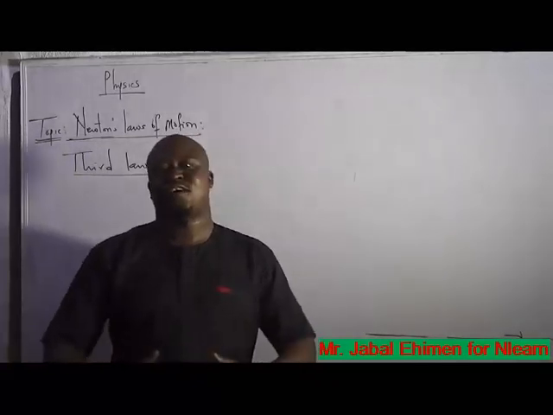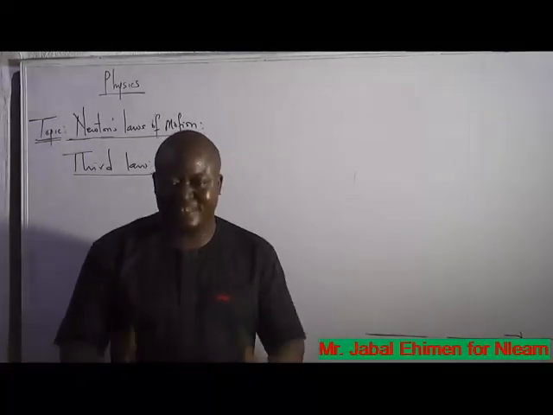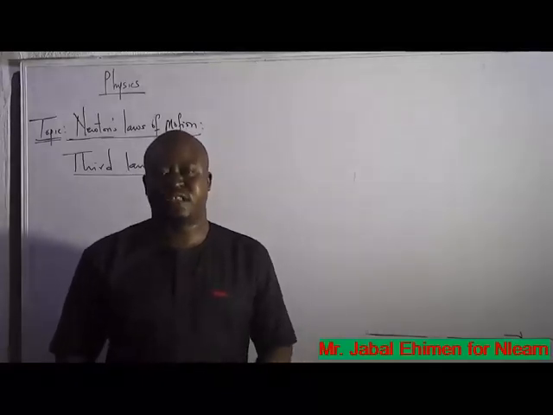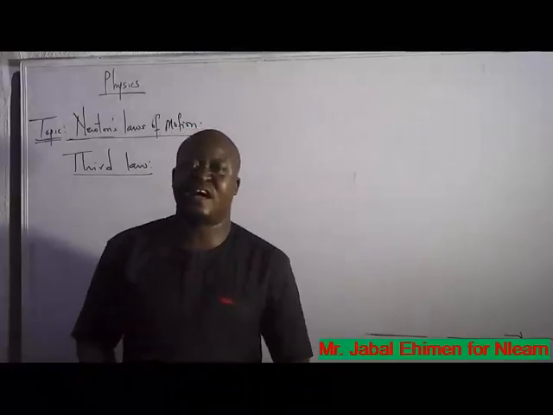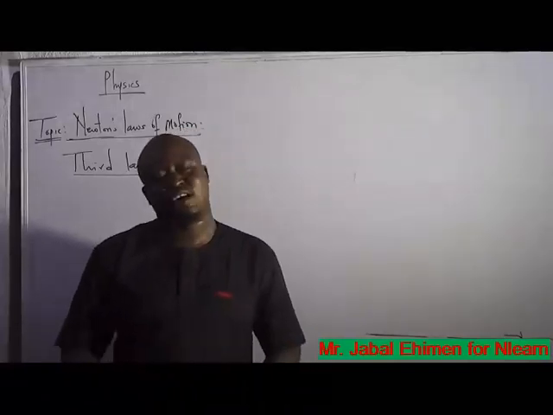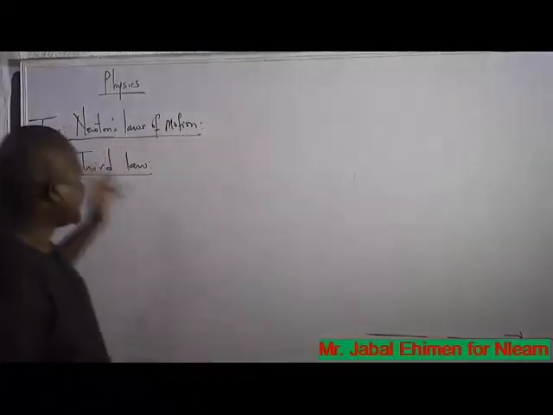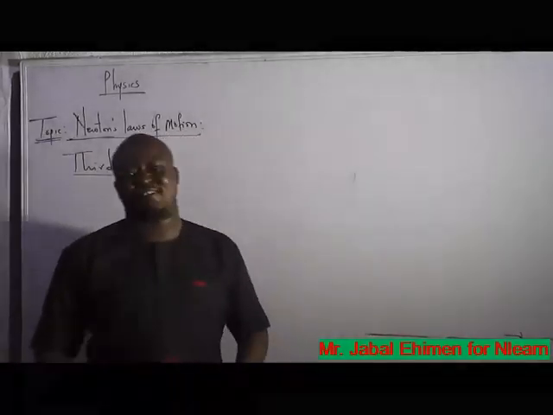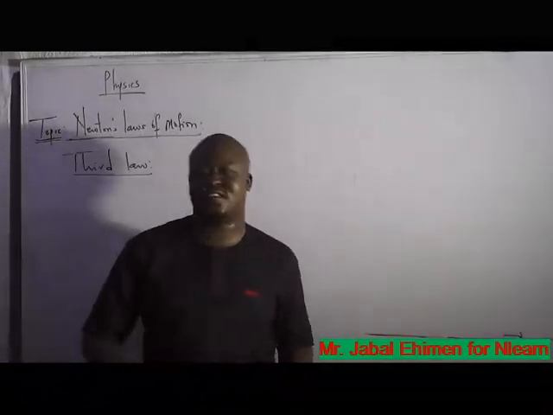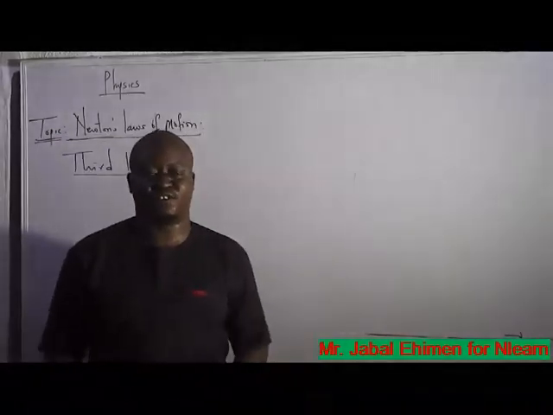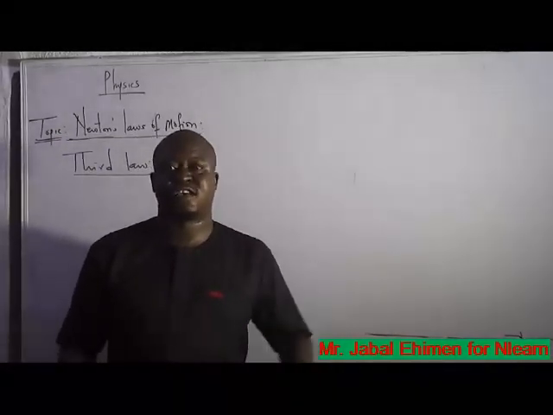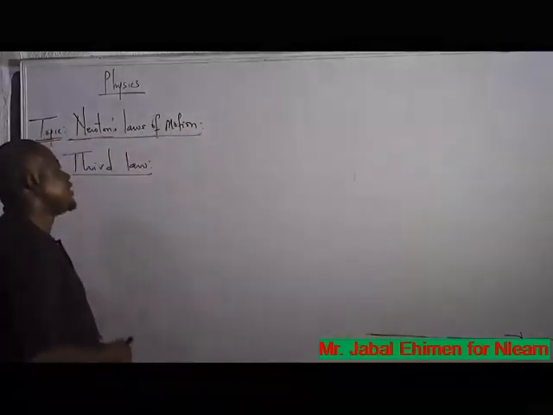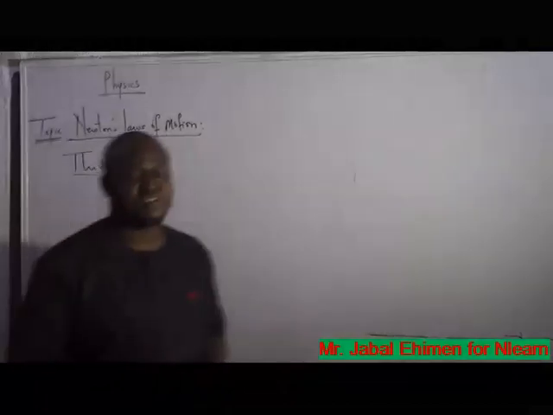If a bike collides with a car, the bike gets damaged, the car will get damaged, because for every action there is an equal and opposite reaction. So when you are asked to state the third law of motion, it states that for every action there is an equal and opposite reaction, or simply you say force and reaction are equal. Simple. Now what are the consequences of this third law?